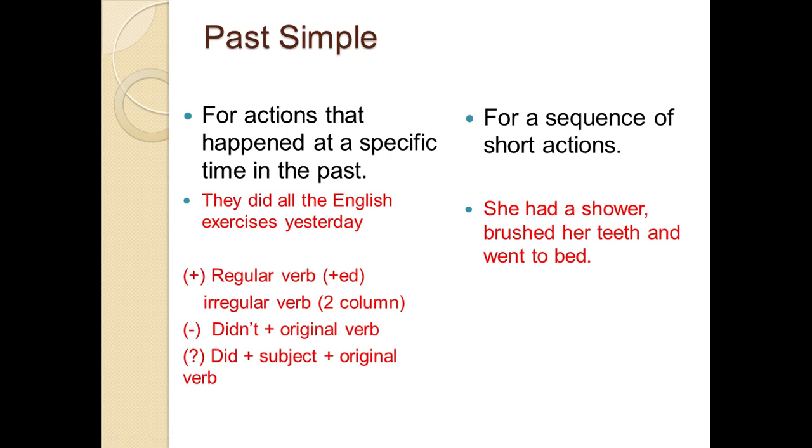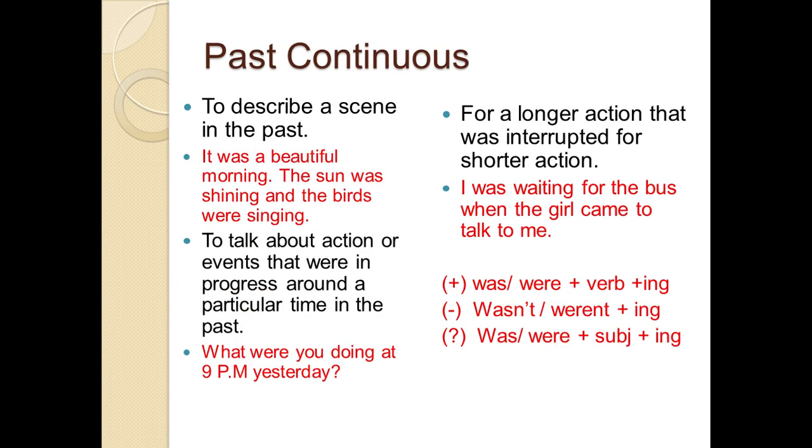Okay. Easy? Then we have past continuous. Past continuous we use to describe a photo, for example, a view that you have. It was a beautiful morning. The sun was shining, the birds were singing, okay? So I am describing something that I'm seeing.